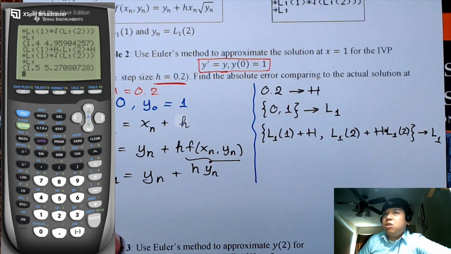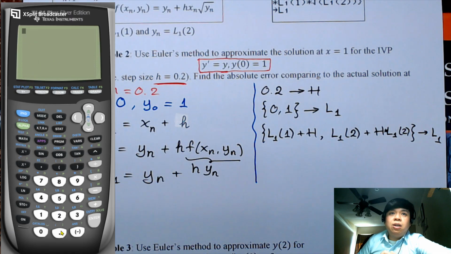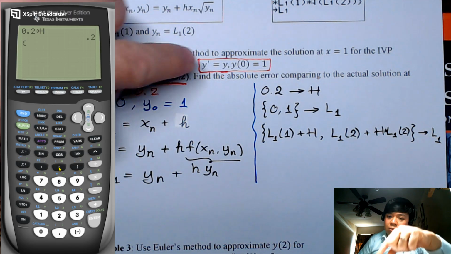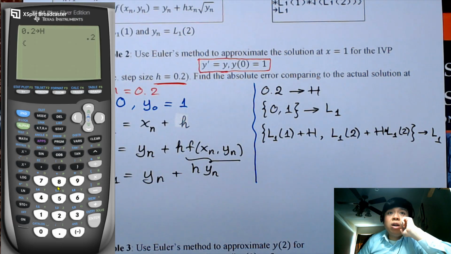Okay, now let's try this. 0.2 store into h. Initial values of x equal to 0, y equal to 1.